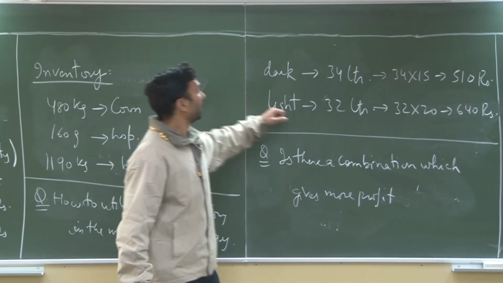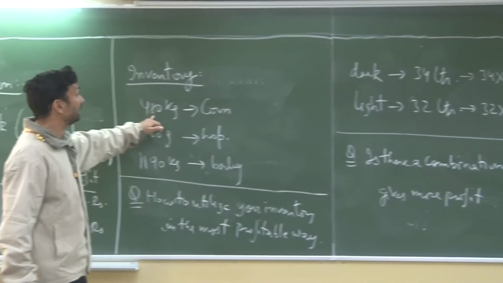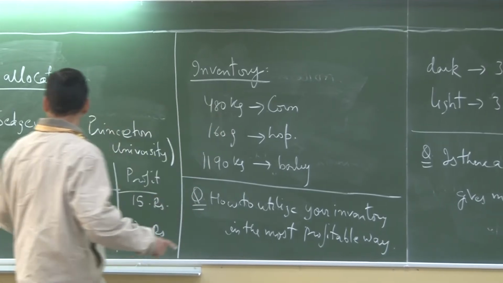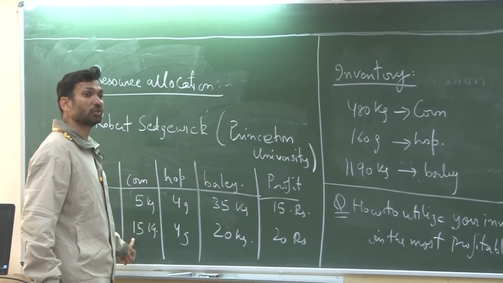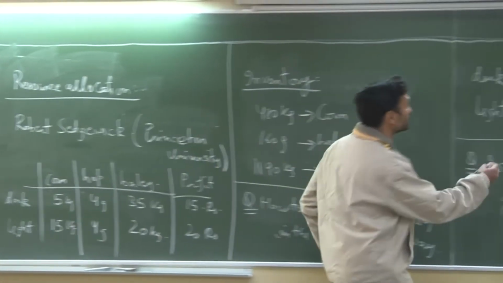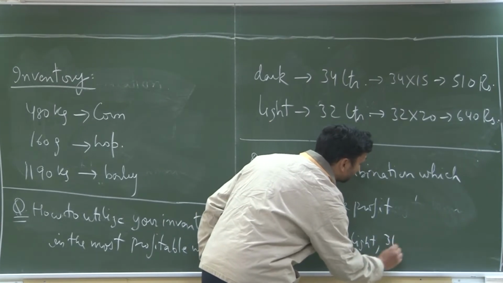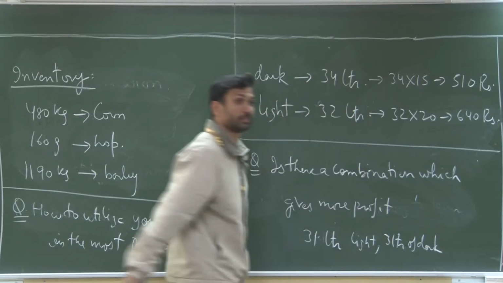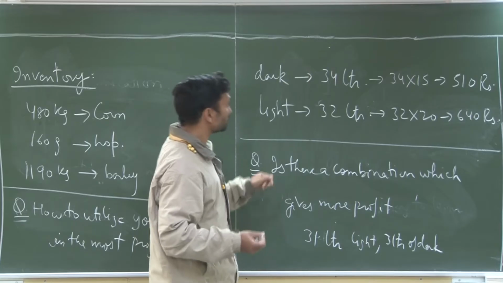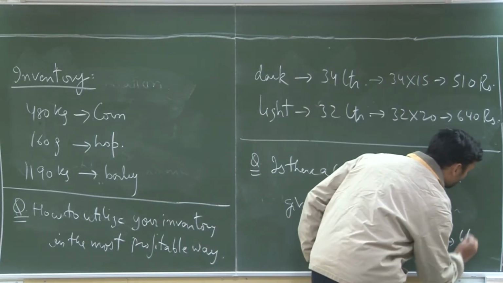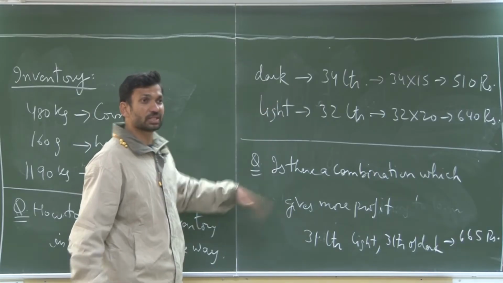Suppose in the light beer, I'm only going to make 31 liters of light beer. That will free up 15 kg of corn, 1 liter less. So I will have 15 kg of corn free. This will allow me to make 3 more liters of dark beer. You can check yourself, but you can make 31 liters of light beer and 3 liters of dark beer. And this will give you much more profit than 640. Right? So this will give you 620 plus 45, this will give you 665 rupees of profit. So it is indeed true that there are combinations of these which can give me more profit.